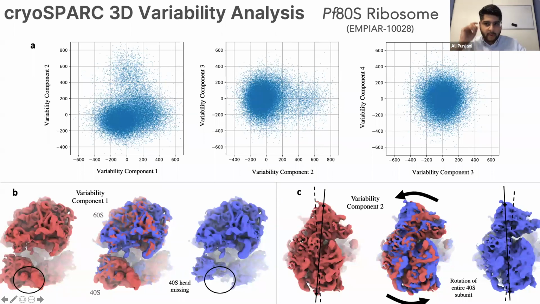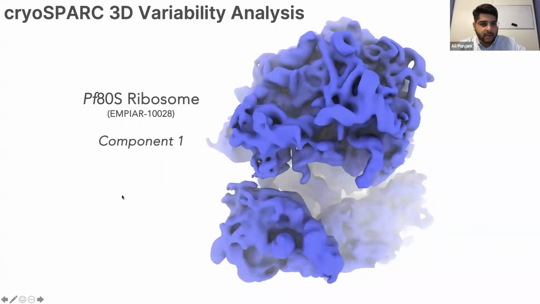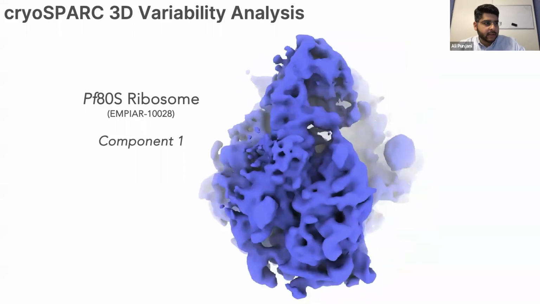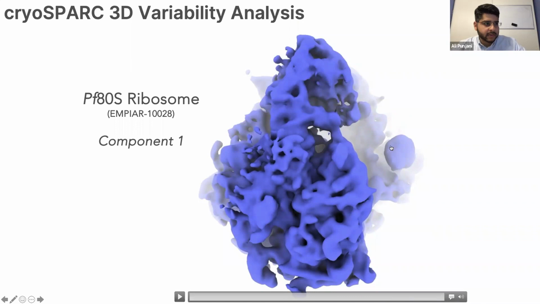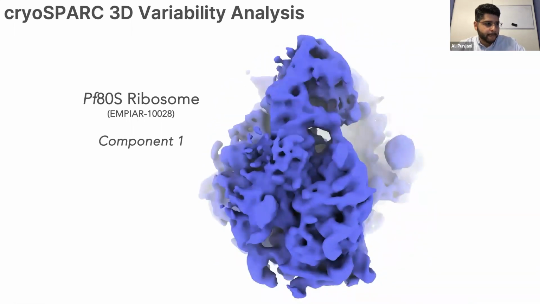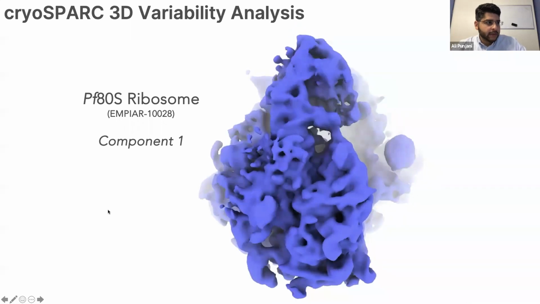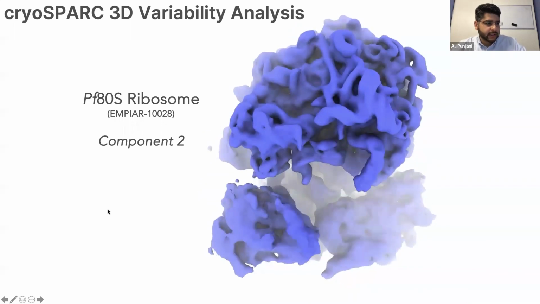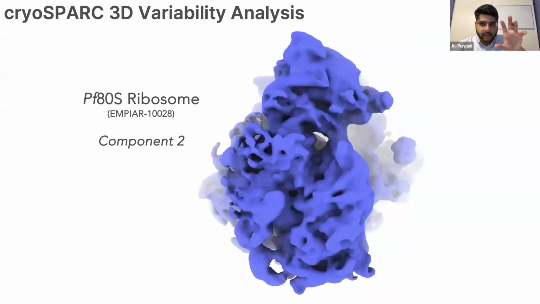This is now looking from a bottom-up direction. I'm going to show some videos of these same components and 2 more components so we can see what they look like. This is variability component 1. And so this is showing the head region of the small subunit appearing and disappearing along with what looks like coordinated motion of other regions of the ribosome. Now the second component is a ratcheting motion of the 40S subunit. And you can see it rotating here in the image.